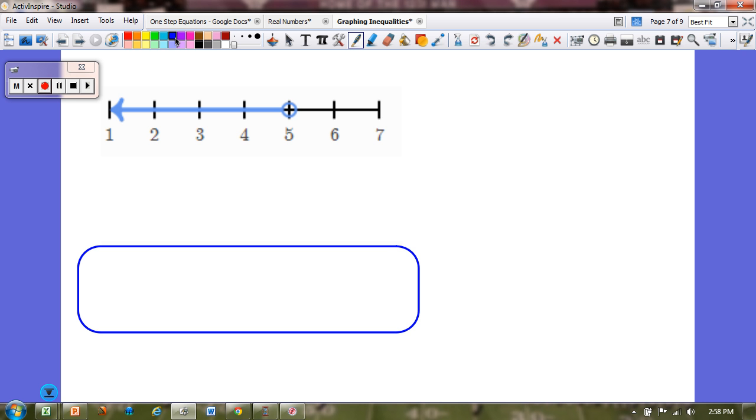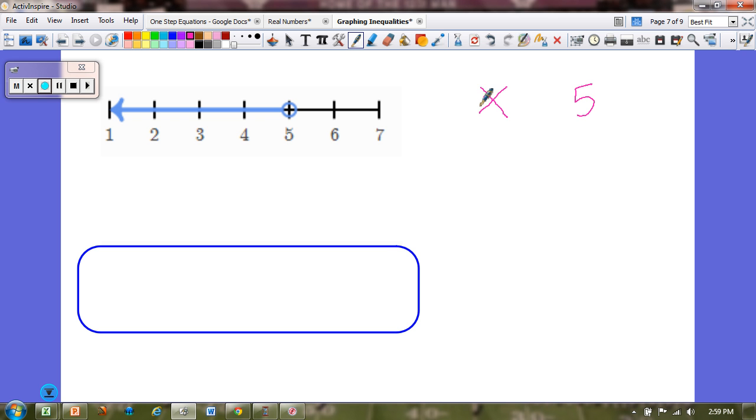Now these examples are a little bit different. Instead, you're given the graph, and now we have to write the inequality. So first off, we know that we're going to work with our variable on the left side. You can just pick any variable that you would like. I just went with x. Now I see that I have a 5, so we're going to be working with 5.